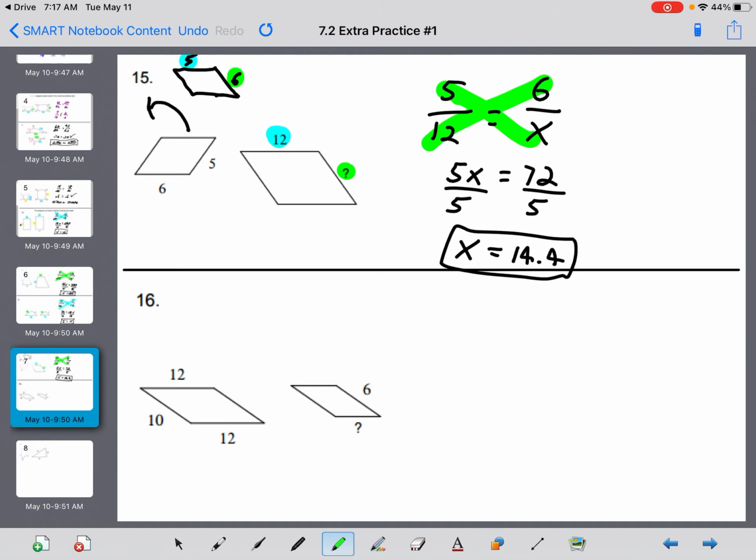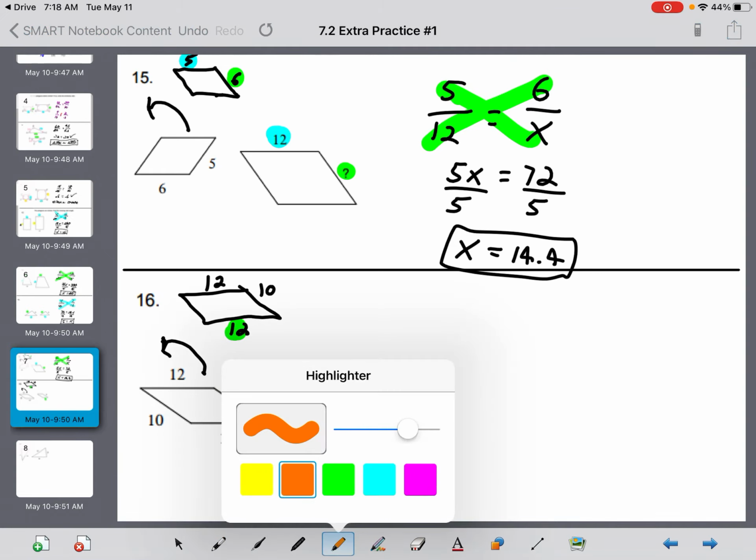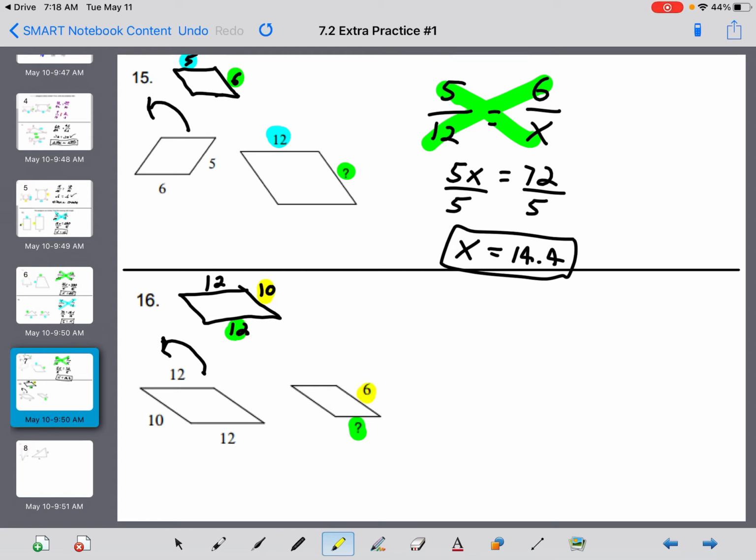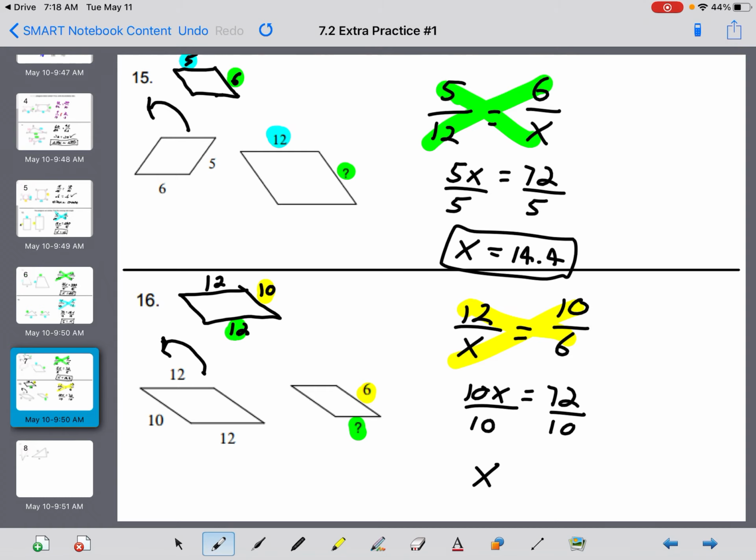Okay. Again, if I was to rotate this shape around, okay, it would still look the same. It could look like this, but we would have 12, 10, and 12, just like that. Okay, so 12 maps with x, and 10 maps with 6. So we get 12 over x equals 10 over 6. Cross multiply. 10x equals 12 times 6 is 72. Divide both sides by 10, and x is equal to 7.2.